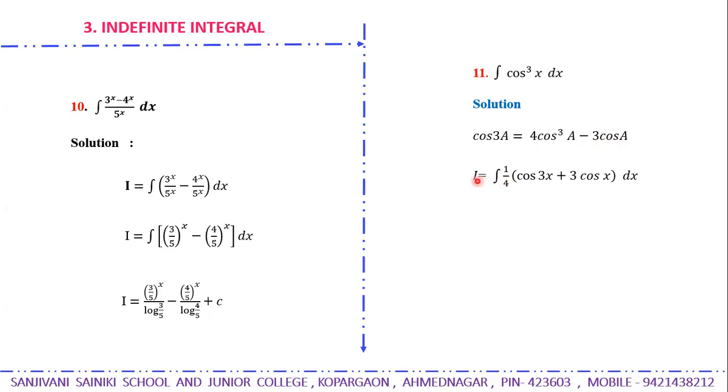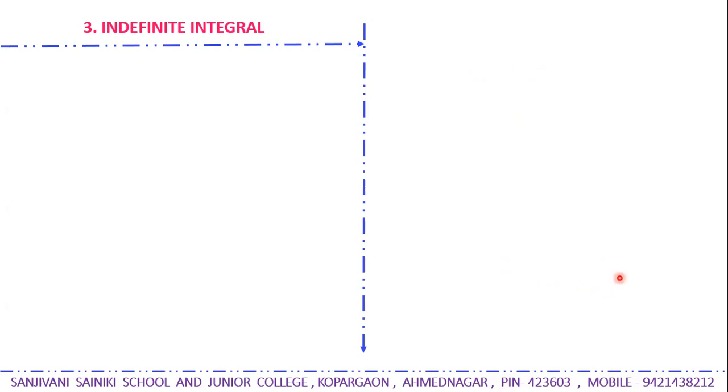Then take the separate integrals. Cos 3x means cos of (ax plus b), and its integral is sin (ax plus b) upon a. So the integral of the given function is 1 upon 12 sin 3x plus 3 upon 4 times sin x plus c. This is the integral of the given function.